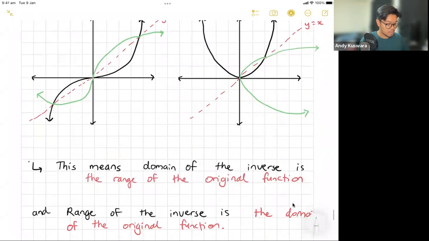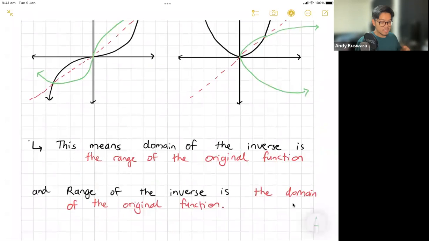Now, what this also means, these are some implications here, and I think it makes a little bit of logical sense if we stretch it. That means if we talk about domain, which talks about the x values, of the inverse, it is going to be the range, which is the y values, of the original. There are the permissible x values and the permissible y values. It makes sense that the domain of the inverse is going to be the range of the original, and the range of the inverse is going to be the domain of the original. It's because they swap around.